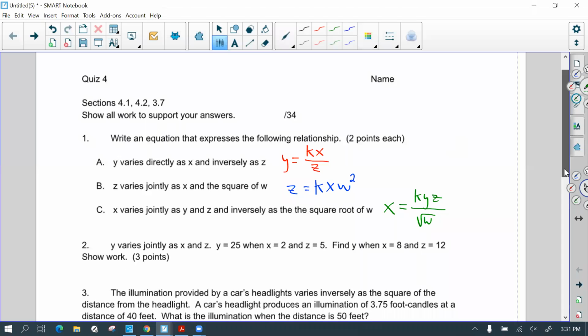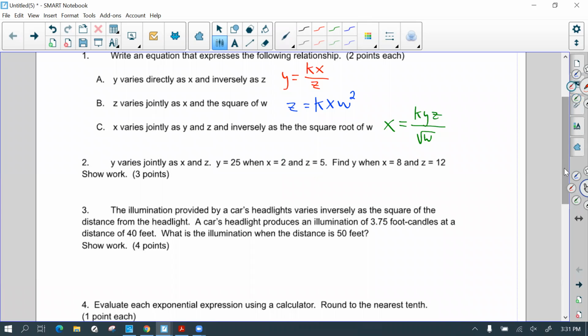All right, for number 2, y varies jointly as x and z. So that sentence right away tells you that y equals k times x times z. The next sentence tells you that y equals 25 when x is 2 and z is 5. So this helps you find k. So 25 equals k times 10, which implies that k is 2.5.